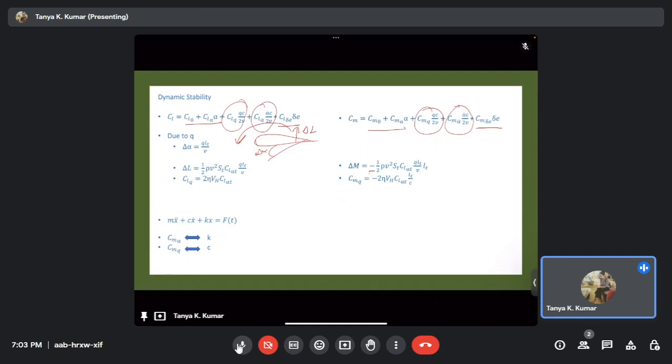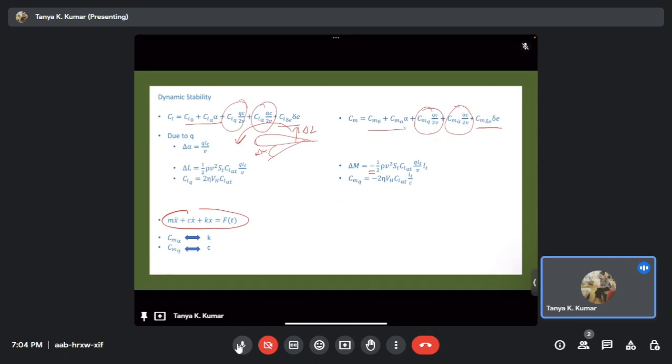Then we saw how it is similar to a typical spring mass damper system, where Cm alpha is like the stiffness coefficient K and Cmq is like the damping coefficient C. Cm alpha, the stiffness coefficient, is the rigidity. It is the resistance towards any perturbation. Cmq is the damping coefficient. It tells you how fast it will come back to equilibrium or if it will come back to equilibrium at all.